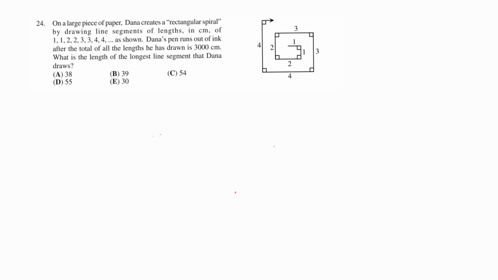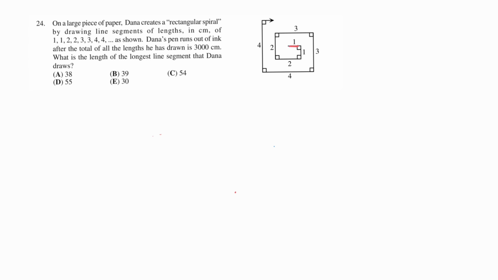Number 24. On a large piece of paper, Dana creates a rectangular spiral by drawing line segments of lengths in centimeters 1, 1, 2, 2, 3, 3, 4, 4, and so on, as shown. Dana's pen runs out of ink after the total of all lengths he has drawn is 3,000 centimeters. What is the length of the longest line segment that Dana draws? So we already looked at that.